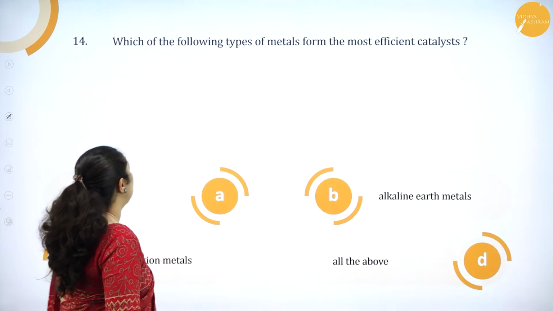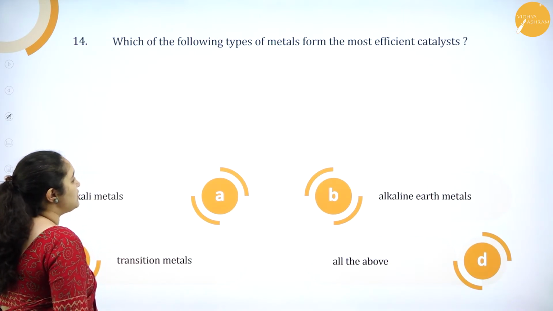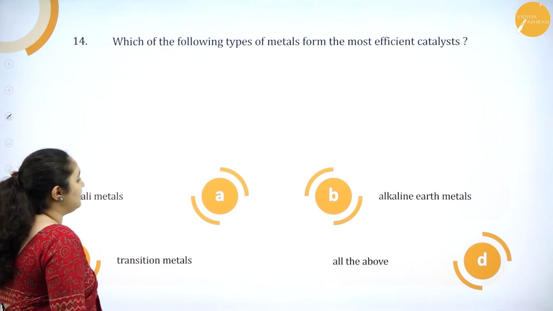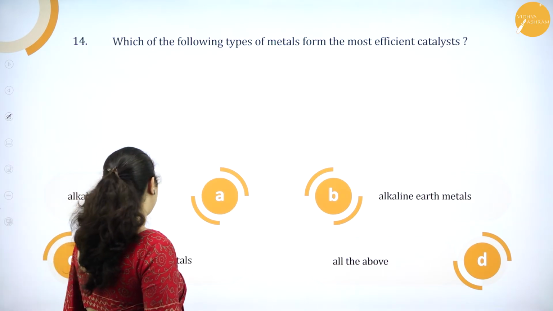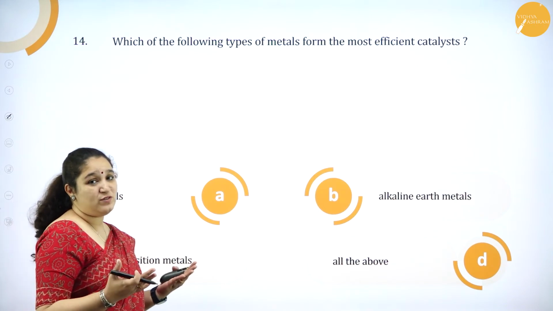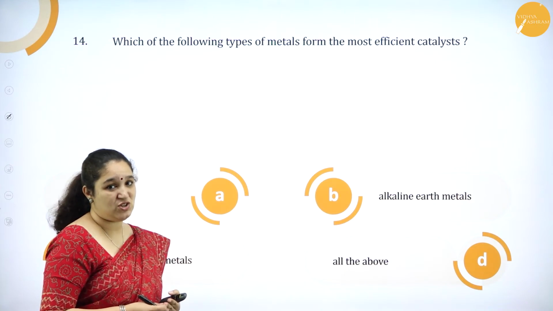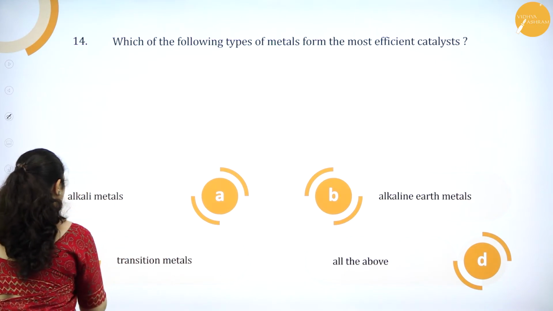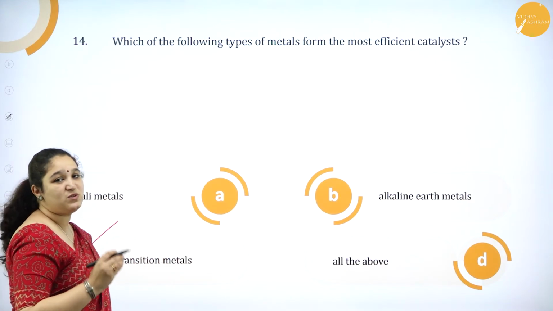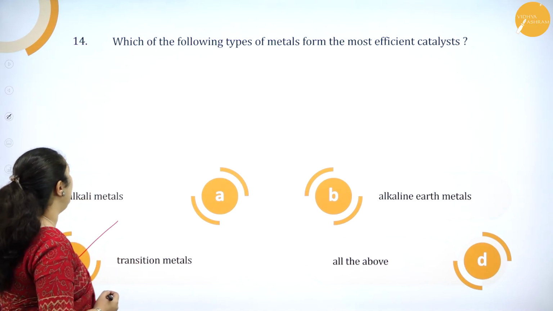Okay. Next one. Which of the following types of metals form the most efficient catalyst? Alkali metals, alkaline earth metals, transition metals, all of the above. We know that most of the metals are from the d block elements and we call them transition elements. So obviously it is transition metals which is the most effective catalyst. Okay. Next one.